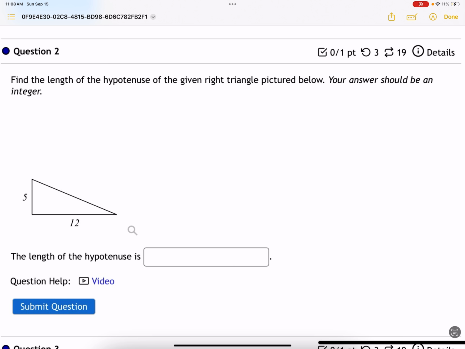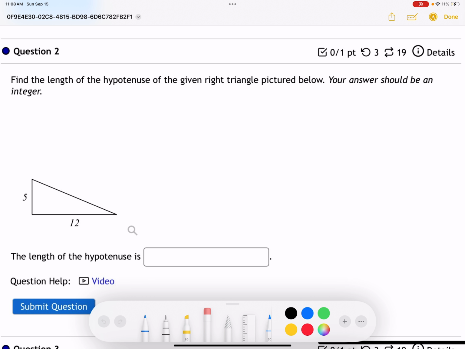Find the length of the hypotenuse of the given right triangle pictured below. Some key terms here. You're going to need to know what a hypotenuse is. The hypotenuse of a right triangle is the longest side of that right triangle.